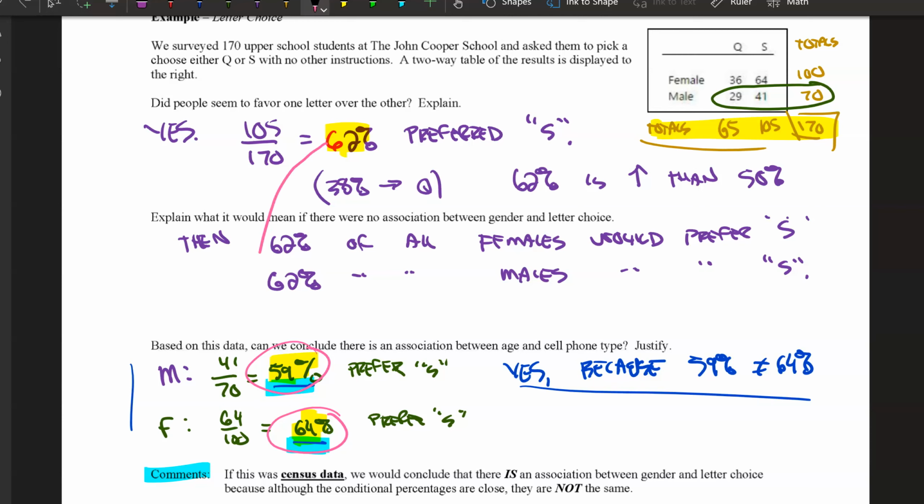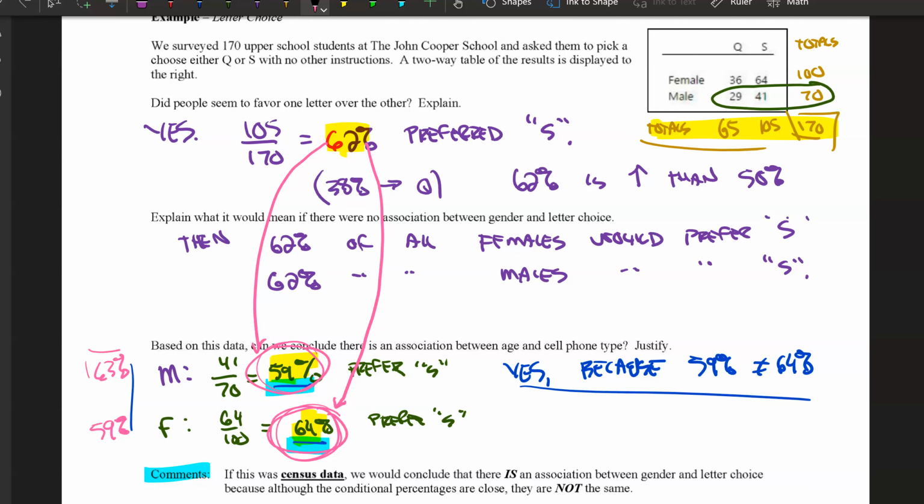Well, if this is really close to 62 and this is really close to 62, then maybe what happened was when I sampled, I just happened to get a few more girls that liked S and a few less boys that liked S by random chance. If I take another sample, maybe I would get 63% of guys and 59% of girls. Or if I do it again, there's going to be sample to sample variation if you're taking good samples, right?